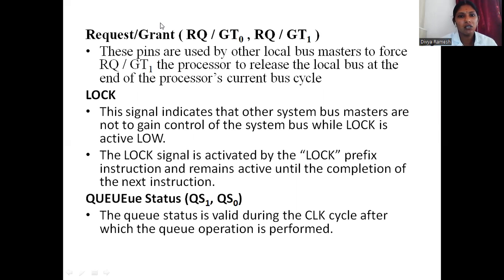Next one is LOCK. Whenever you activate this signal, consider that two processors are used in a particular system, the data contained in the first processor will not be taken or corrupted by the second processor. That can be performed with the help of this lock signal. It is similar to when you go outside from home, you lock with a key, so that outsiders will not enter that room. That is the purpose of lock.